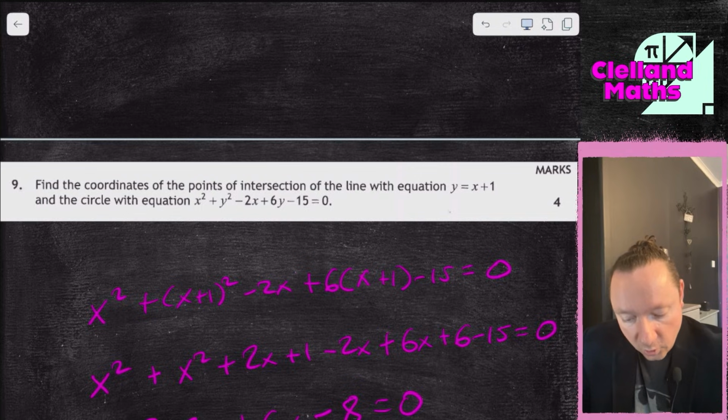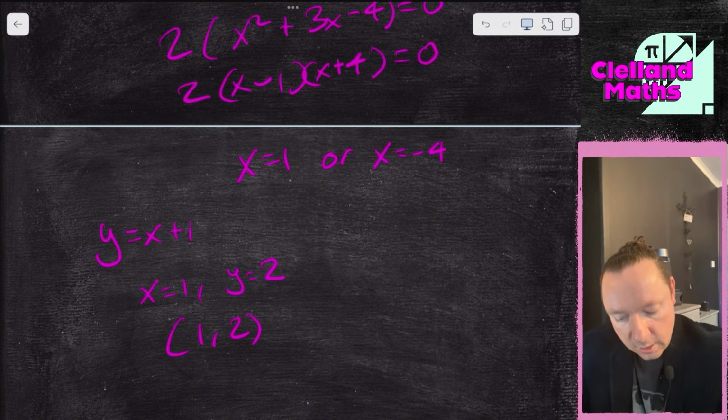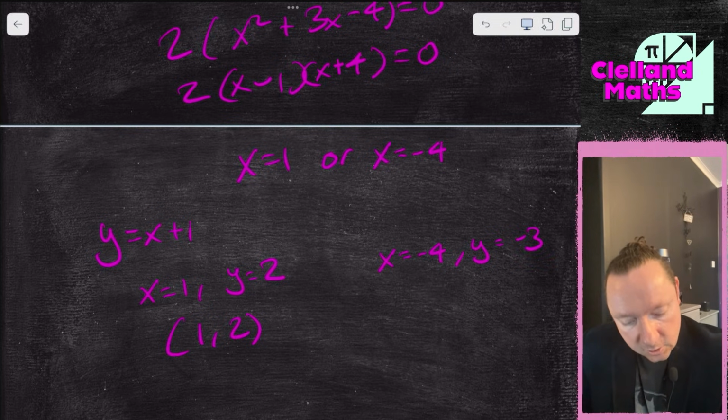Find the coordinates of the points of intersection. Well, I've got my x's, I need my y's. y was x plus 1, so when x equals 1, y equals 1 plus 1 is 2, so that's (1, 2). And when x equals minus 4, y equals minus 4 add 1, which is minus 3. So we get (minus 4, minus 3), and we're done there.